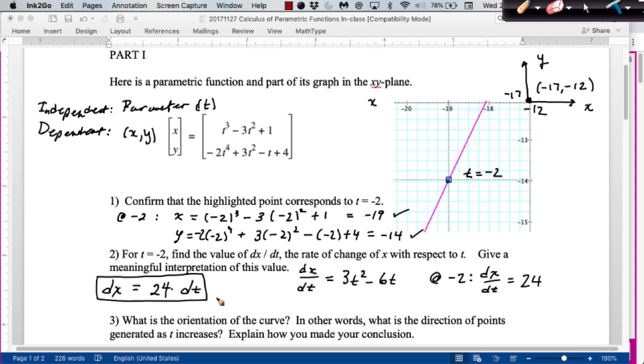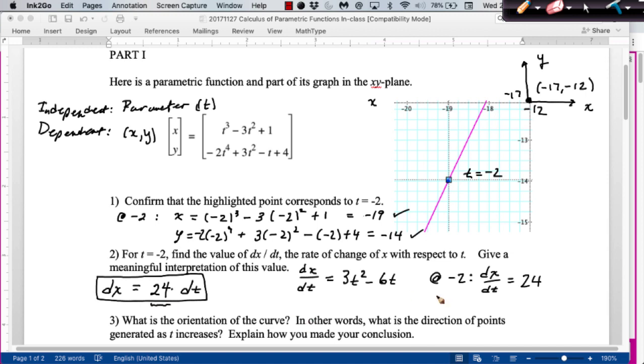Increasing or decreasing? Increasing because it's positive. How is it increasing? Fast, right? Rapidly. Compared to a rate of change of 1 or 2, this is a really, really high rate of change. For a small change in t, x is shooting up compared to t, right? So x is changing rapidly compared to t. High rate of change. Makes sense.